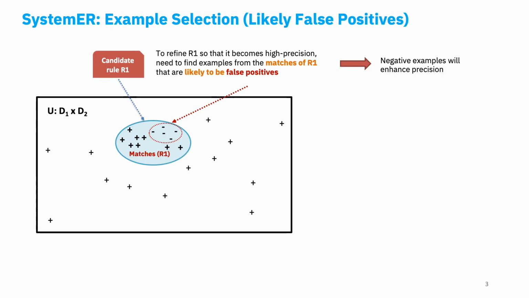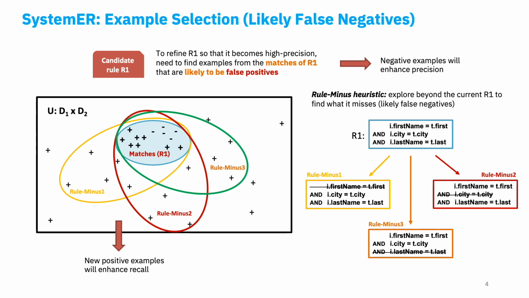There are two types of examples that are selected during active learning in System ER. The first corresponds to the so-called likely false positives. Given a candidate rule R1, in order to refine R1 so that it becomes high precision, we need to find examples that satisfy the rule R1 but are likely to be false positives. Pictorially, we need to look among the matches produced by R1 and identify candidates for negative examples. This is done by using various heuristics, such as a low number of similarity features that are true on those examples. Once labeled by the human and confirmed as negative, these examples will then contribute back as new training data to learn more precise rules in the next iterations.